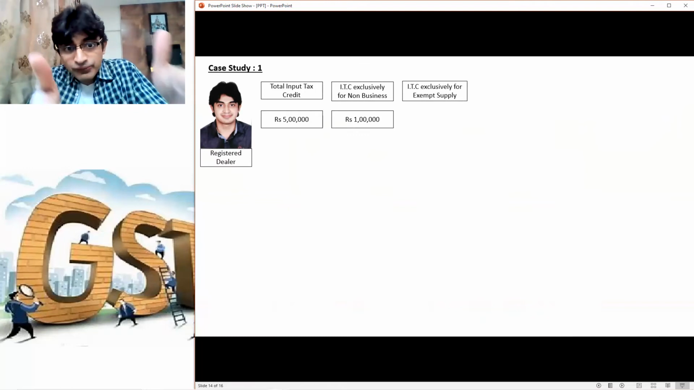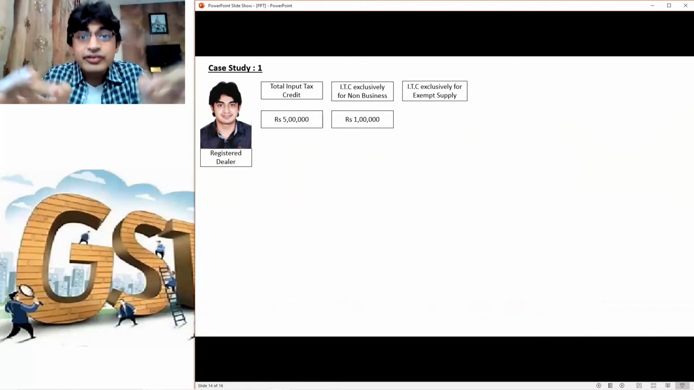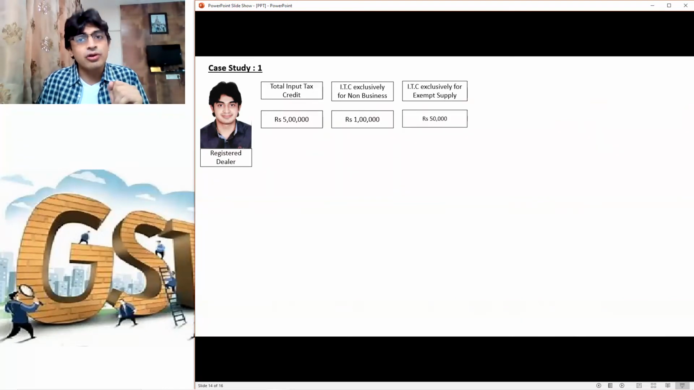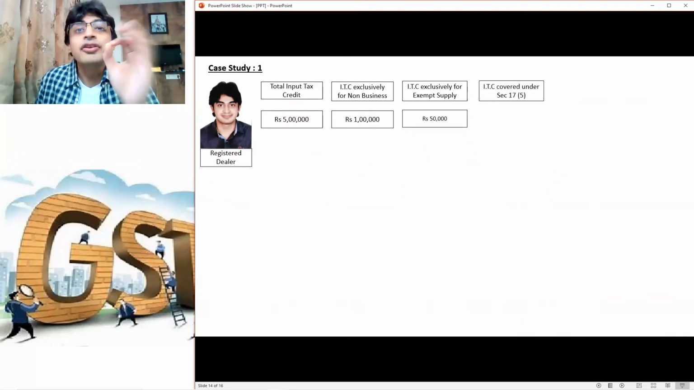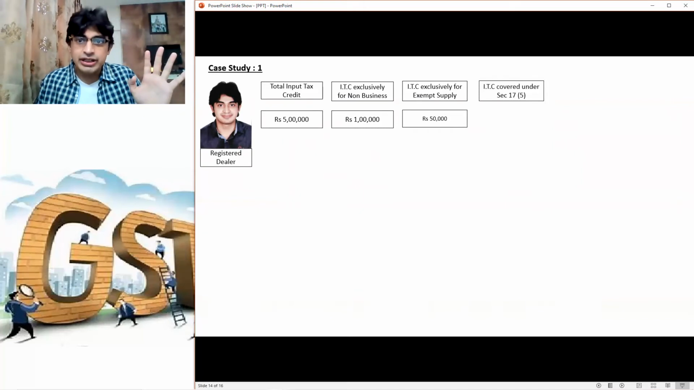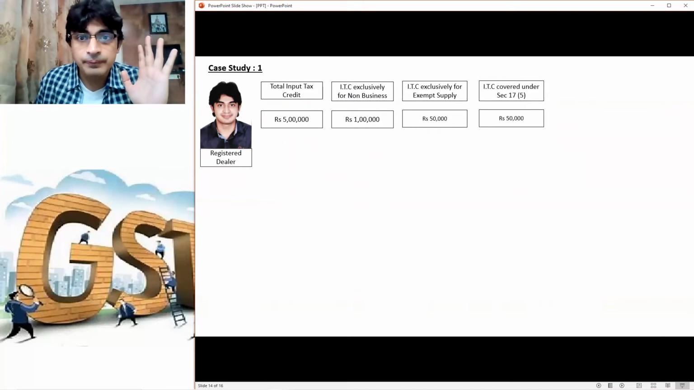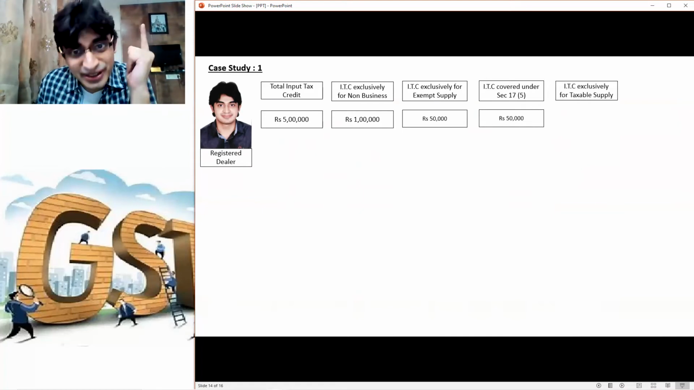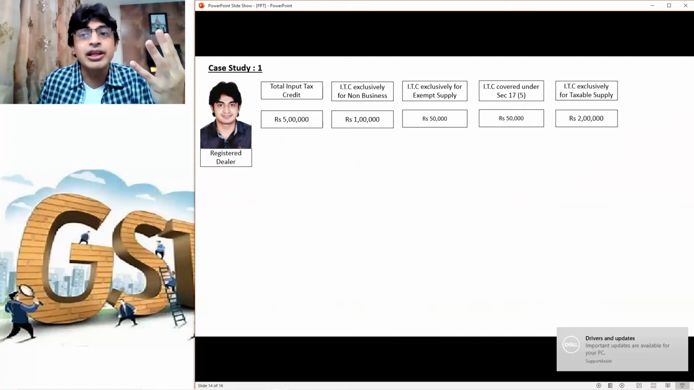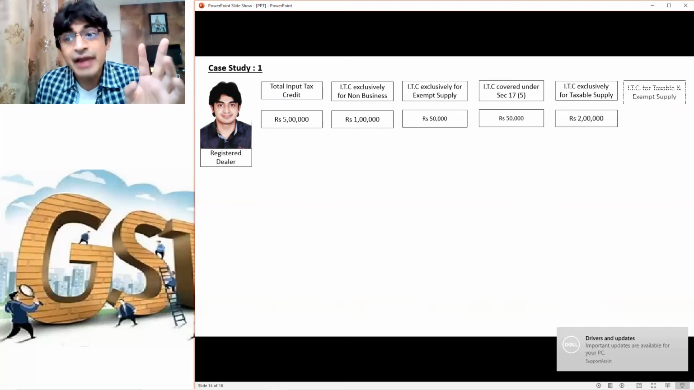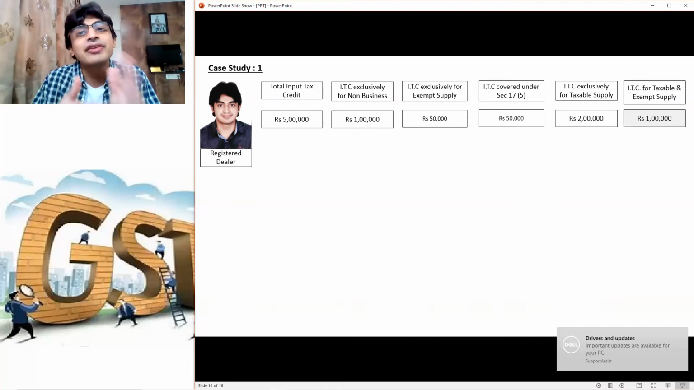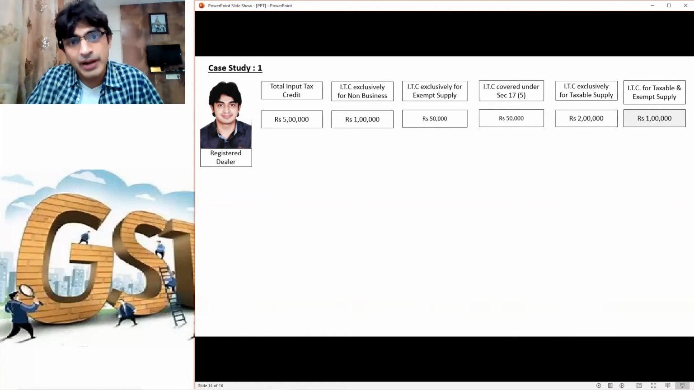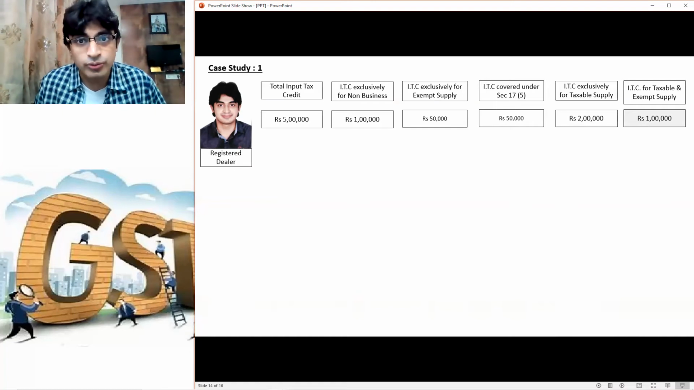T2. Out of 5 lakh, some ITC was exclusively used for exempt supply. This will also not be allowed, 50,000. Out of 5 lakh, some ITC was blocked under 17.5, 50,000 rupees. And out of 5 lakh, some ITC was exclusively used for taxable supply, T4, this will be fully allowed, 2 lakh rupees. And whatever balance is there, 1 lakh, is a common ITC, which is used for taxable as well as exempt supply. So this is a bifurcation of 5 lakh rupees.